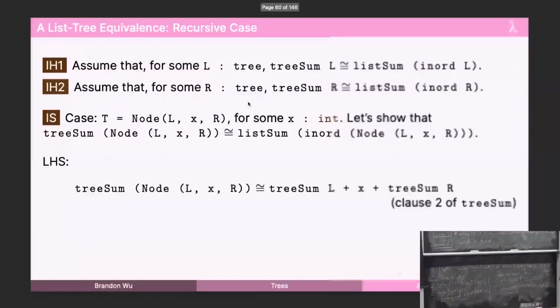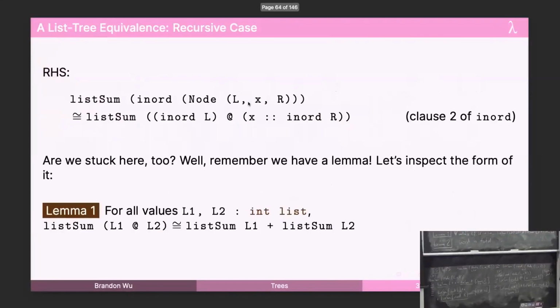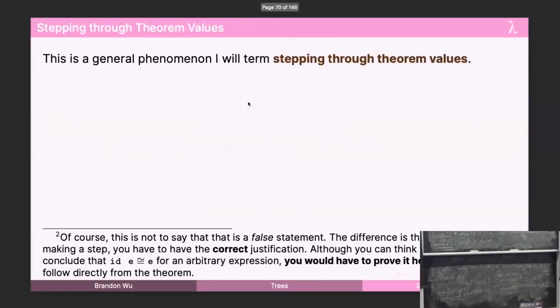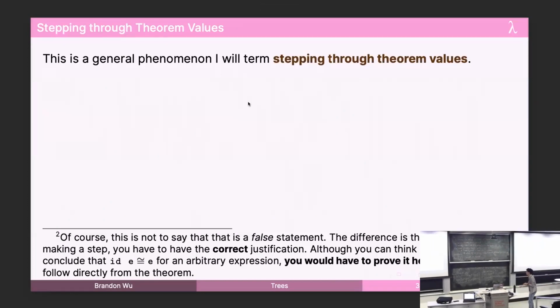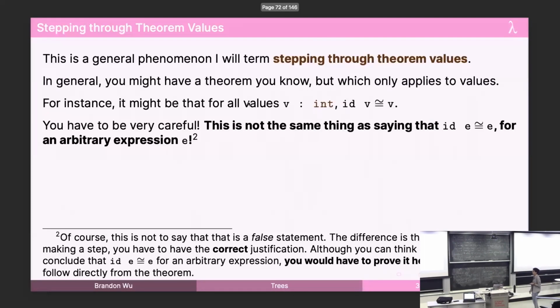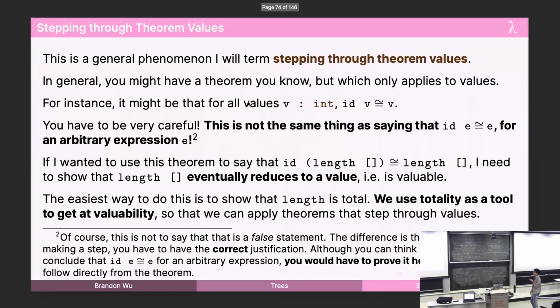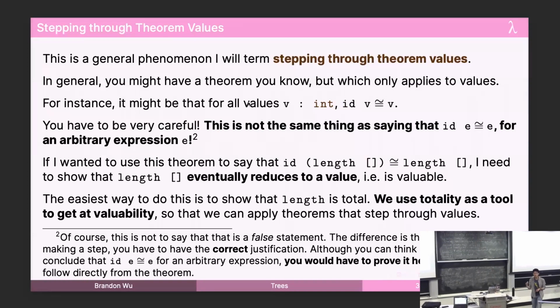The way it goes, and let me actually show you this because I have slides for this explicitly. I've already talked through all this, but this is what I call stepping through theorem values. If you want to step through a theorem or a lemma that has something quantified over values, you have to show that whatever takes the place of these variables, like L1 being inord of L, is valuable. And how do we do that? We're going to use totality as a tool to get at valuability. We want totality for the purpose of getting at valuability. That is the important thing.